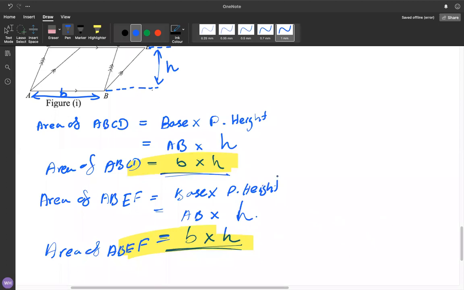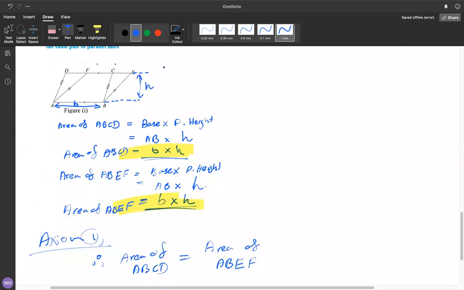So there is a theorem that is associated with parallelograms having the same base and which are in between the same pair of parallel lines. That is, if two parallelograms have the same base and are in between the same pair of parallel lines, the areas of them are equal. Is that clear? Right? Can you understand? So that's what the theorem says. All right.